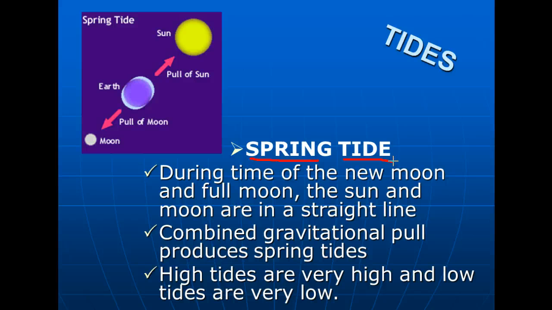Now what I want you to write is that during the time of new and full moons, the sun and moon are in a straight line like is shown here. So write that down in your notes. Now we're going to talk in more detail about moon phases in a bit. But in this picture, the moon is on the opposite side of the Earth than the sun. So you have the moon here, and then in between the sun and the moon you have the Earth.